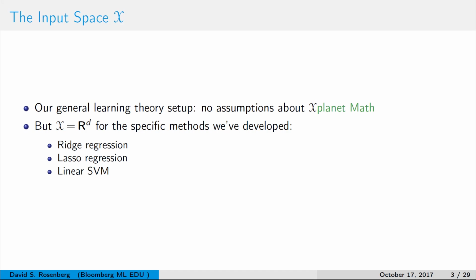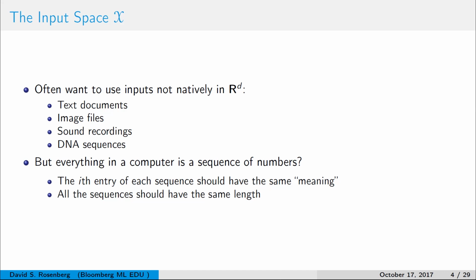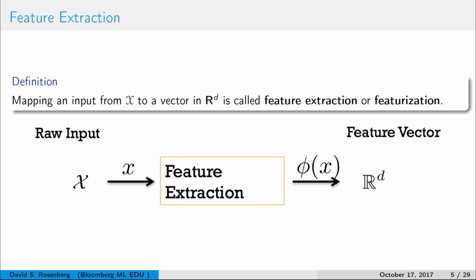All right, so input space X. We had no assumptions on the input space X generically, but for all the methods we've discussed, ridge regression, lasso regression, support vector machine, the input space is R^d, right? So if you have these arbitrary original inputs, DNA sequences, sound recordings, images, text files, we need to map them to R^d. This is the thing we showed in lecture 1. And that process is called feature extraction.